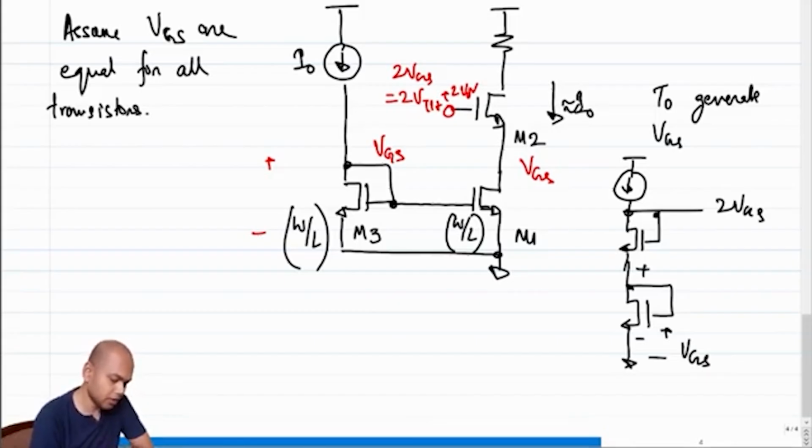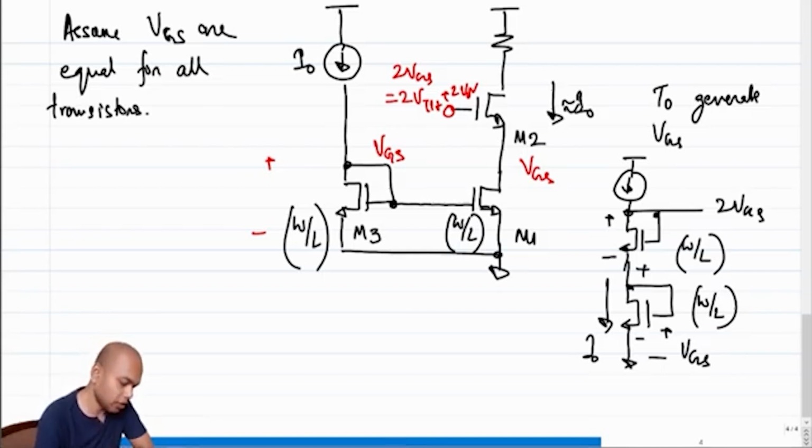What will be the output? Note that the current through this transistor is I0. Hence the difference in voltages between the drain and the source is VGS. Again, the same current I0 flows to the top transistor, assuming both are identical W by L transistors with the same threshold voltage. What is the voltage drop between the drain and the source? This will again be VGS, which means the voltage at this node will be 2 VGS.